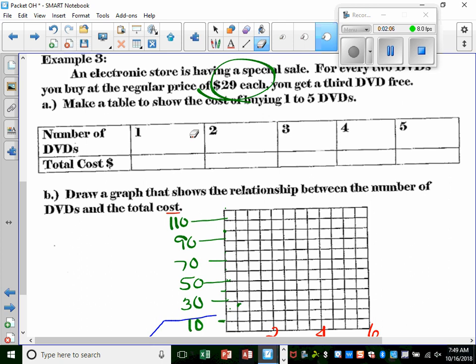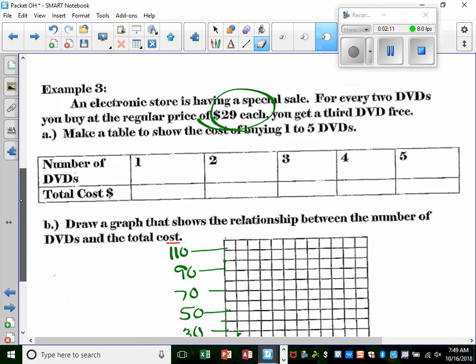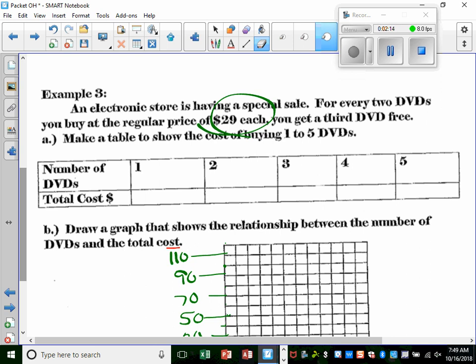It says an electronics store is having a special sale, and for every 2 DVDs you buy at the regular price of $29, you get the third DVD free. So we need to make a table to show the cost of buying 1 to 5 DVDs, and we're going to actually say 1 to 6. So let's make this table up to 6. So each DVD costs $29, and for every 2 DVDs you buy, you get the third one free.